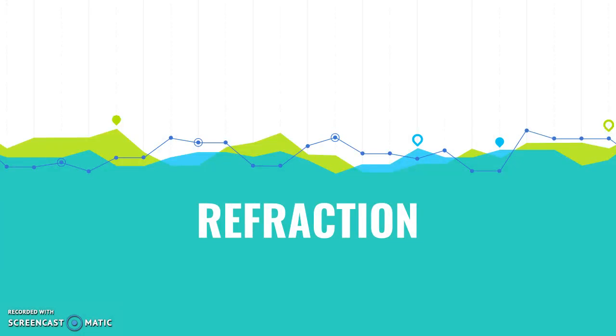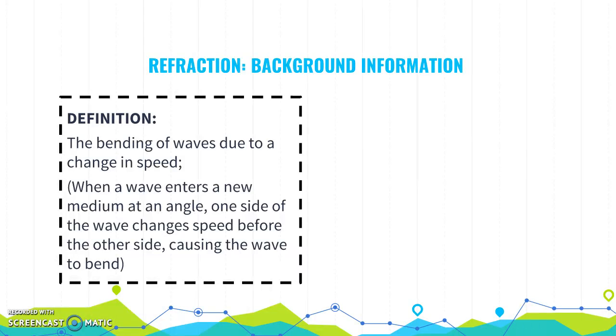Now let's talk about refraction. Refraction. The definition is the bending of waves due to a change in speed. When a wave enters a new medium at an angle, one side of the wave changes speed before the other side, causing the wave to bend.